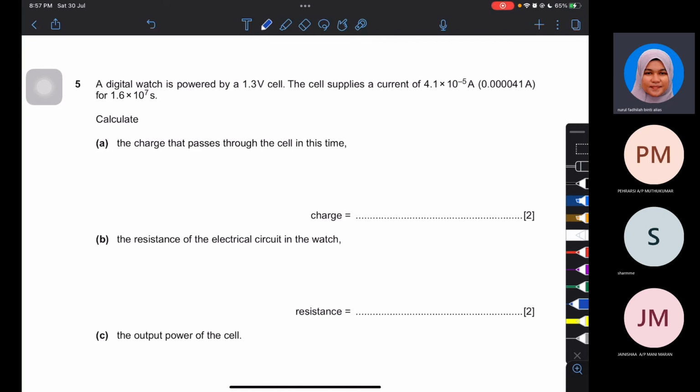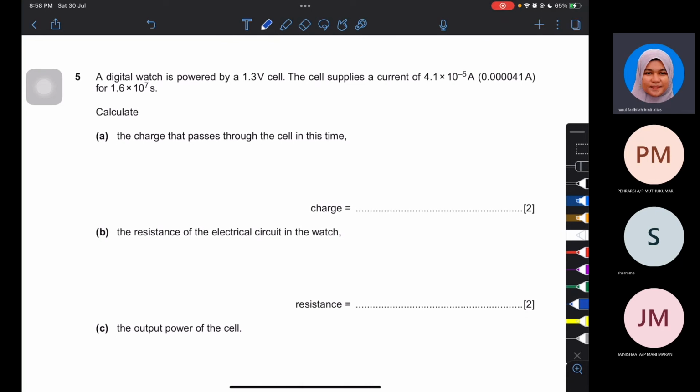A digital watch is powered by a 1.3 volt cell. The cell supplies a current of 4.1 times 10 to the power negative 5 ampere for 1.6 times 10 to the power 7 second. Calculate the charge that passes through the cell in this time.